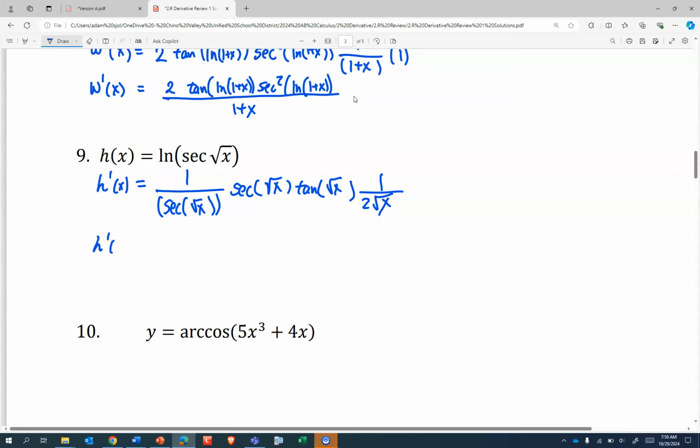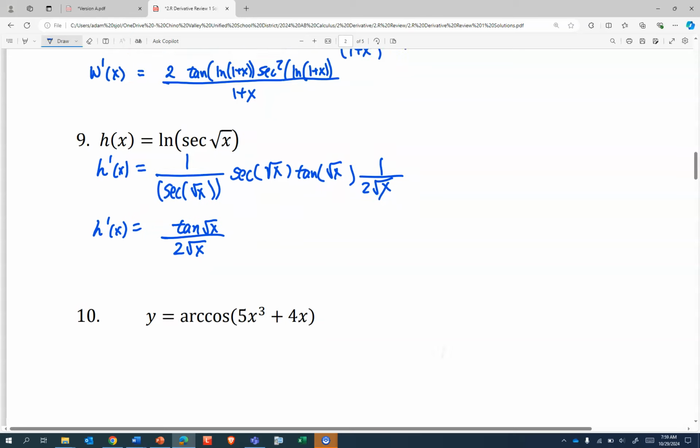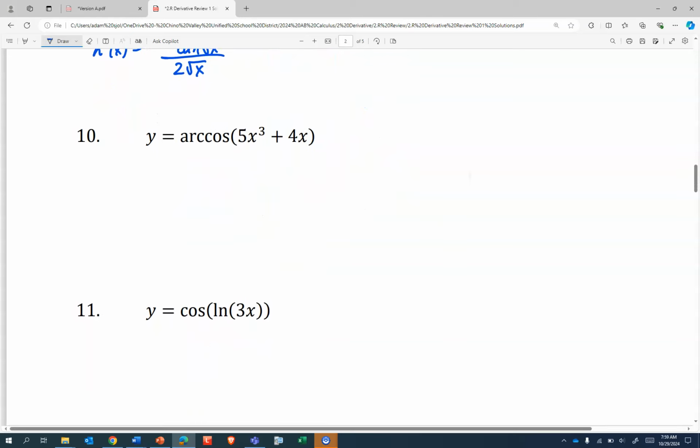Okay. So h prime of x is... Oh, that's cool. The secants divide, and it looks like I'm just left with tangent of the square root of x over 2 square root x. Right? 1 over secant tangent. Yeah, that seems good.